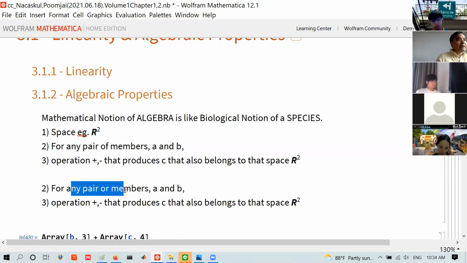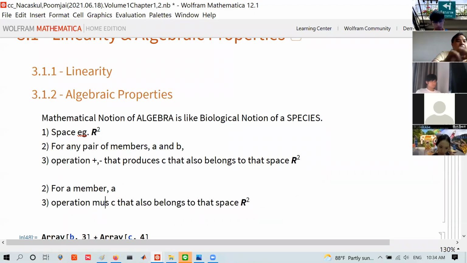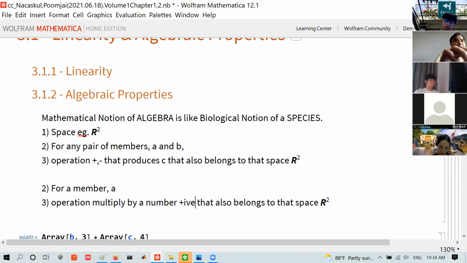Instead of for any pair of members, for any member A, I have an operation: multiply by a number. Okay, multiplying by a number, this number can be a positive number, a negative number, can be 0.